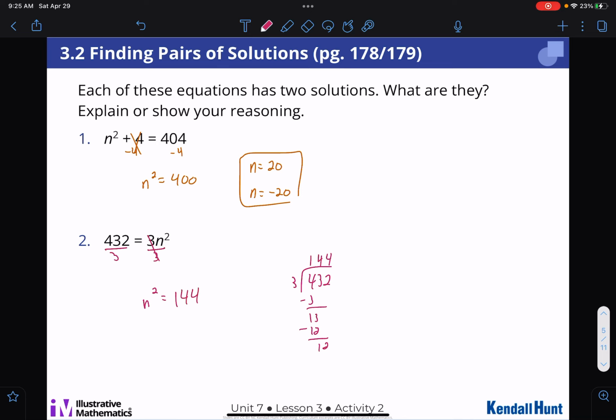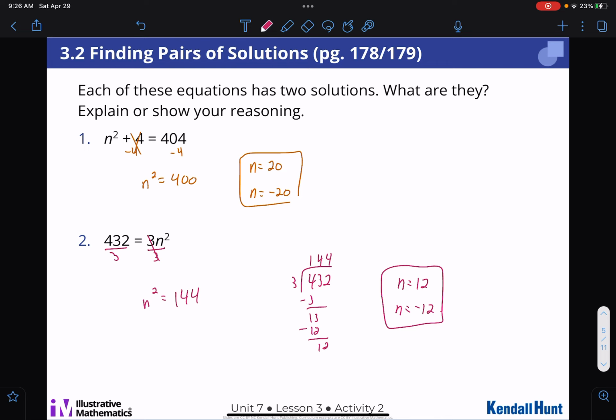So something squared is going to equal 144. So again, thinking about your numbers times itself, we're going to get two solutions there. n will equal positive 12, and n will equal negative 12. 12 squared is 144. Negative 12 squared is 144.